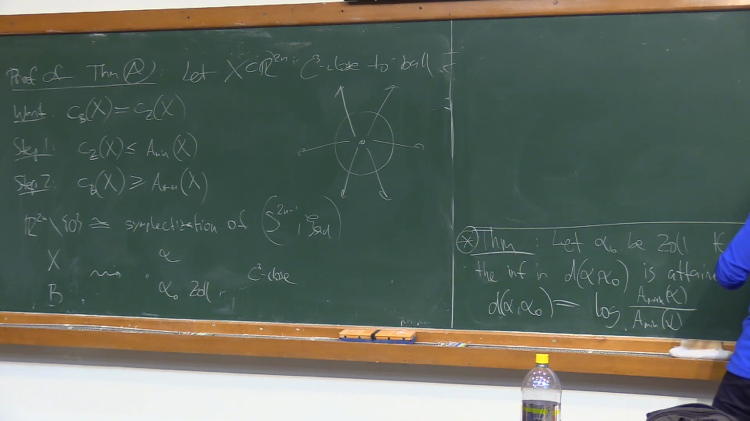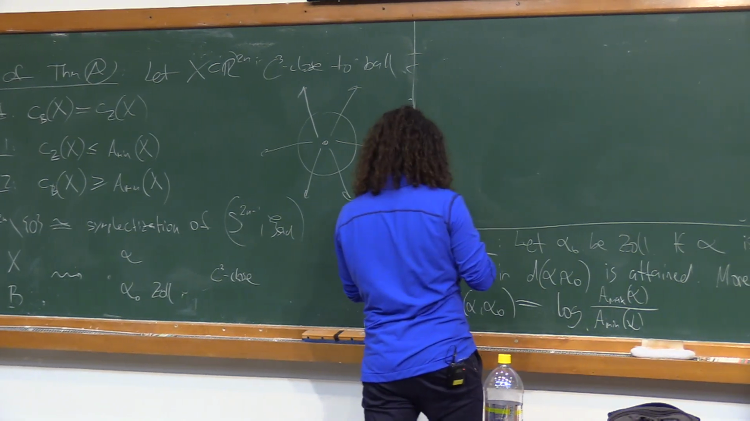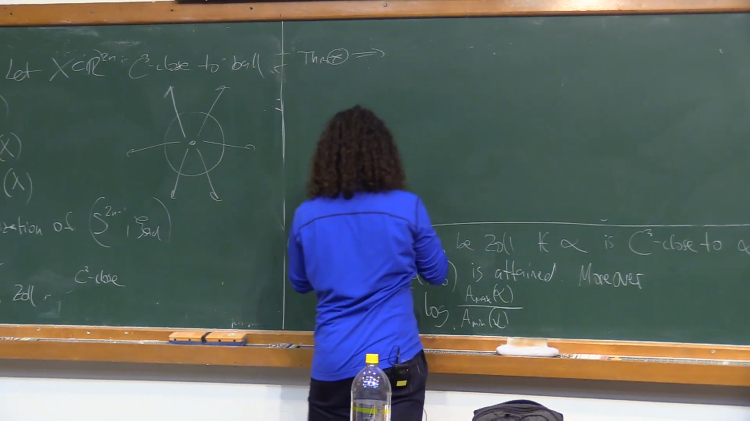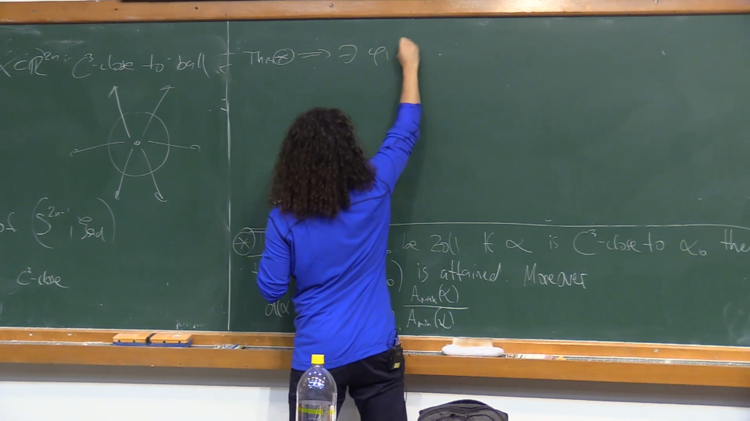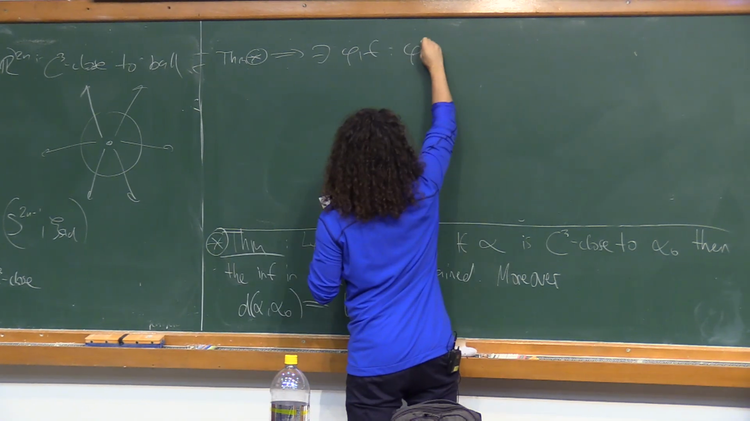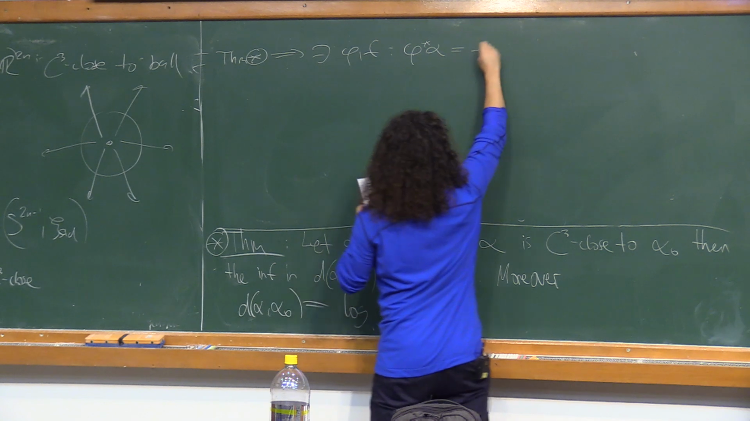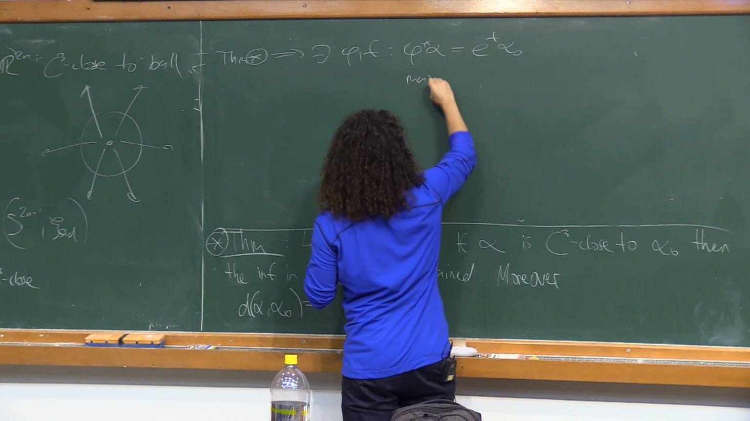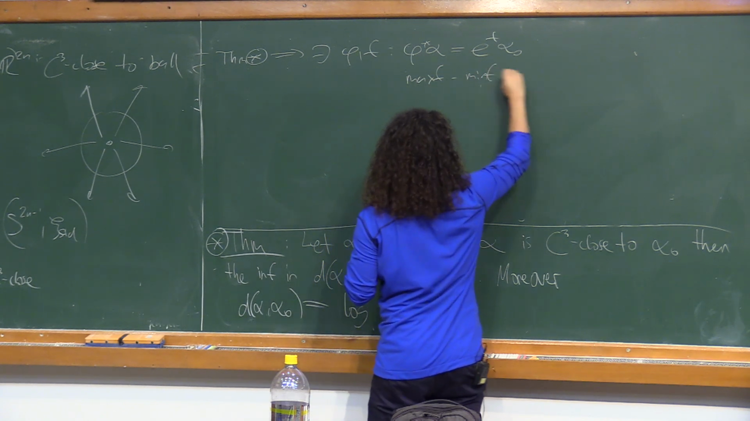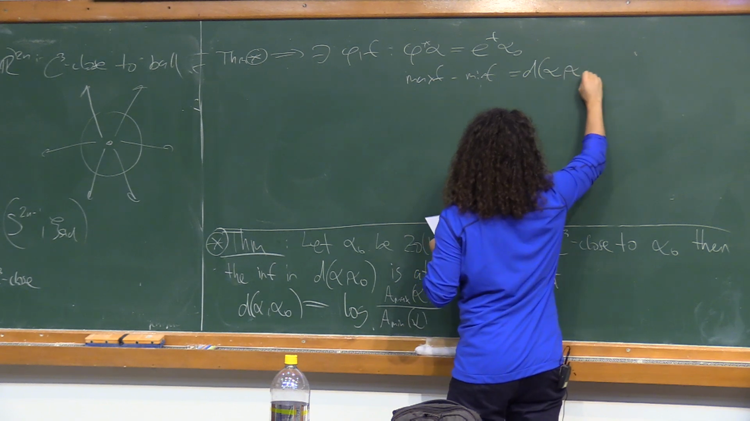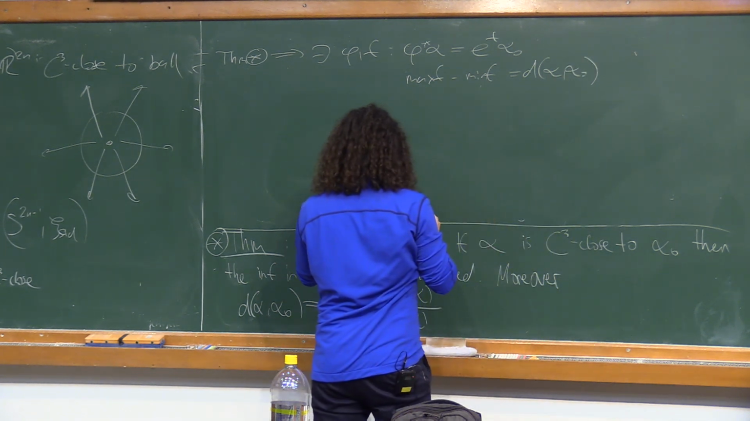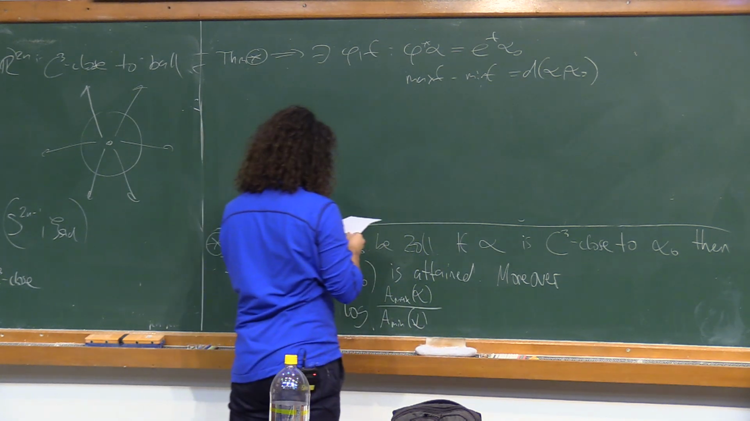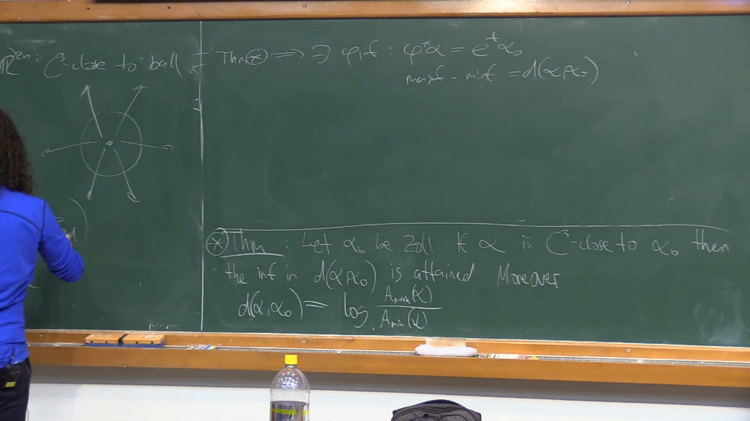I want to now apply theorem star. From that, we can find this phi and an f such that phi pullback alpha is e to the f alpha 0. The max of f minus the min of f is just our contact Banach-Mazur distance. Right, I can find these two things by this theorem.